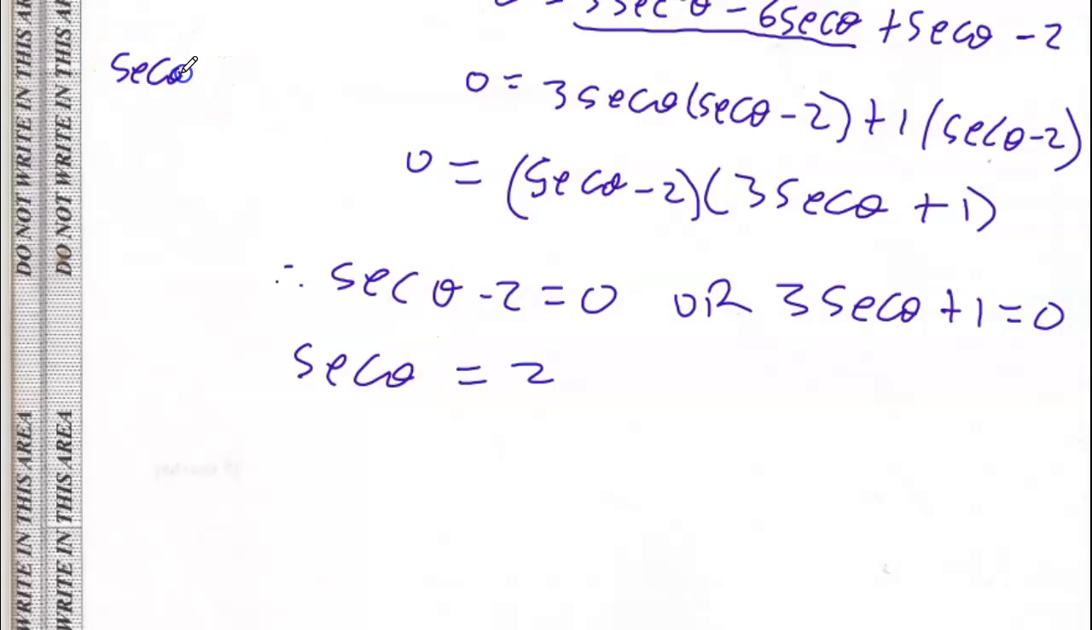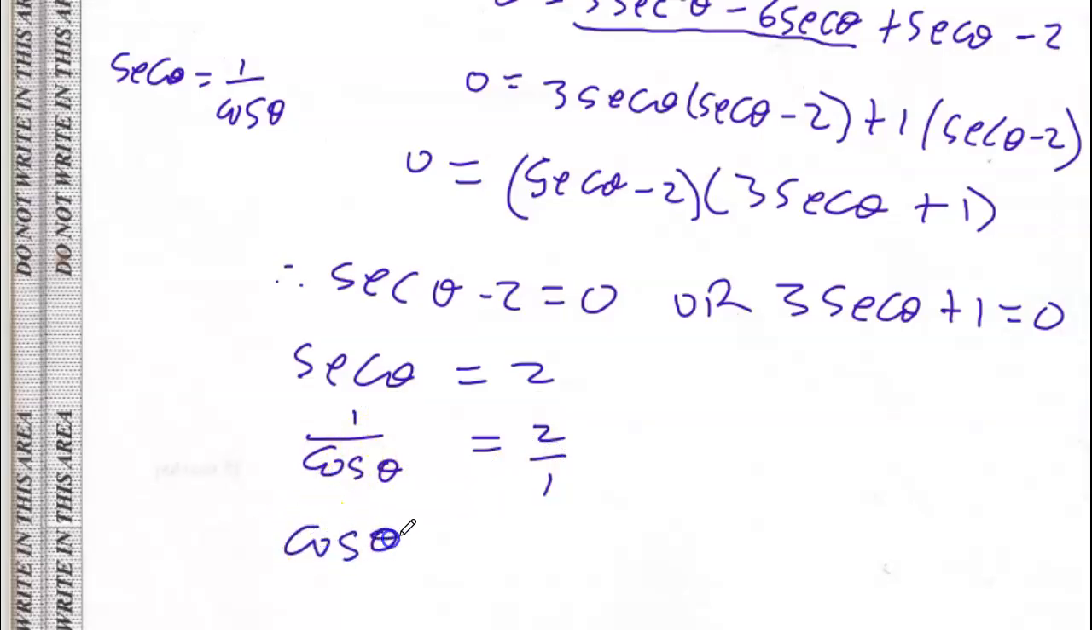Now if sec theta is 2, recall that sec is 1 over cos. So sec theta is 1 over cos theta, and 2 is 2 over 1, right? So to get the cos theta, we can reciprocate both sides. So cos theta would be equal to half.